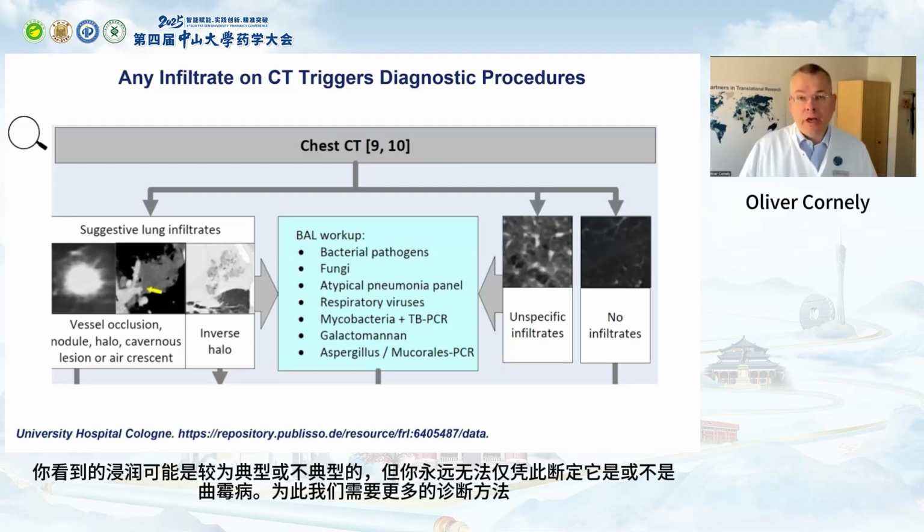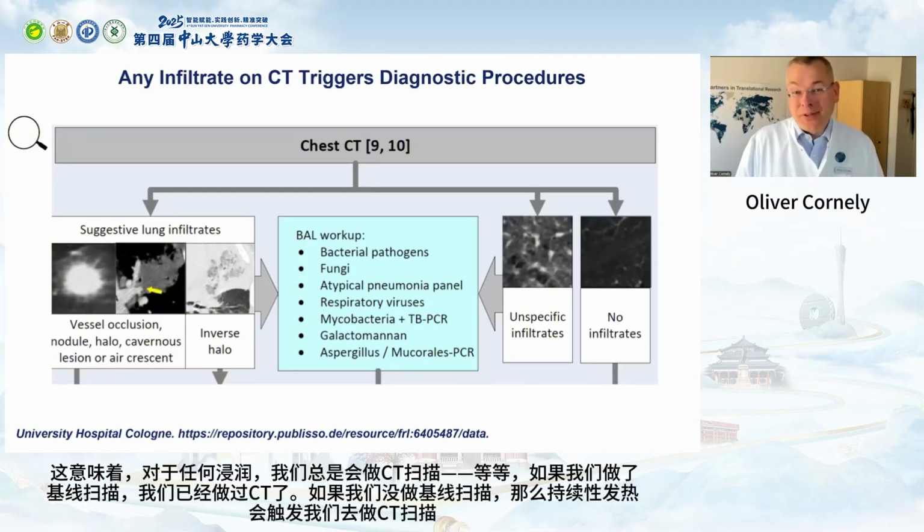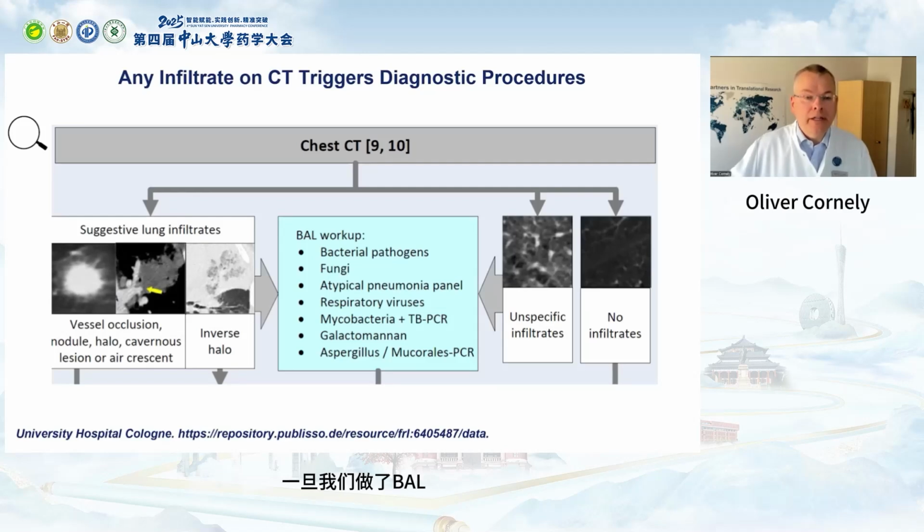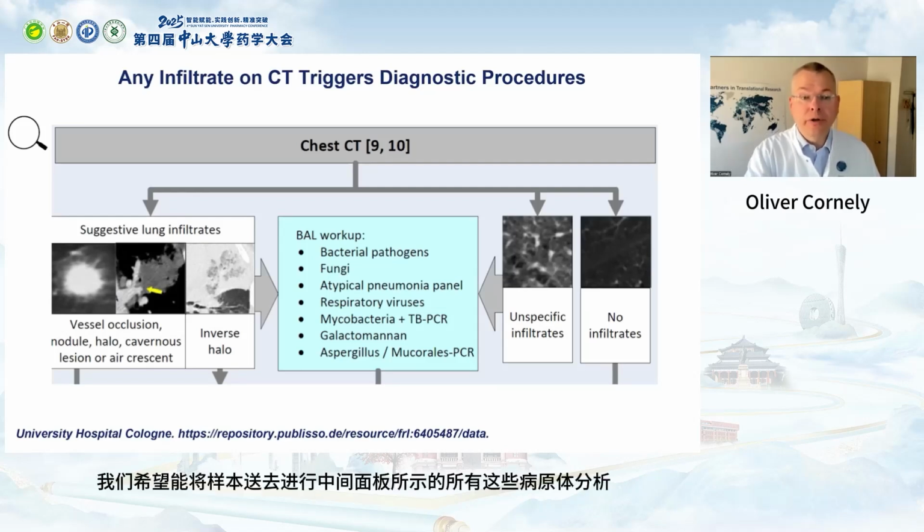And that means with any infiltrate, we would always do a CT scan. No, we have done a CT scan already if we did a baseline. If we don't do baseline, then persistent fever would lead to triggering a CT scan. And the diagnostic procedure that would follow is a bronchoalveolar lavage. That is the important aspect. And as soon as we did a BAL, we will hopefully send the material to all these pathogen analyses that are given in the middle panel.